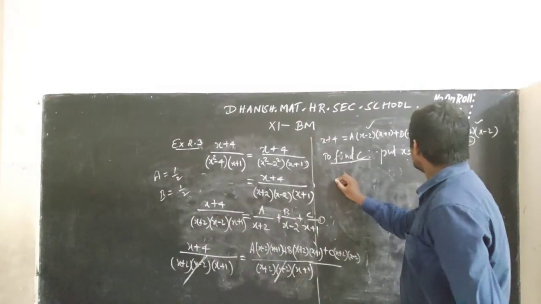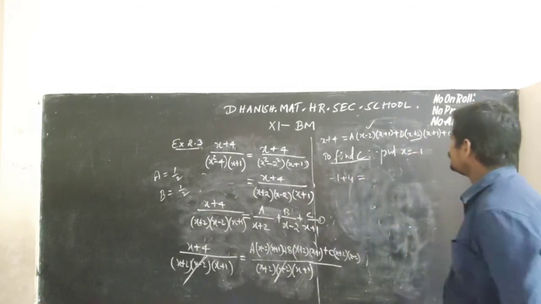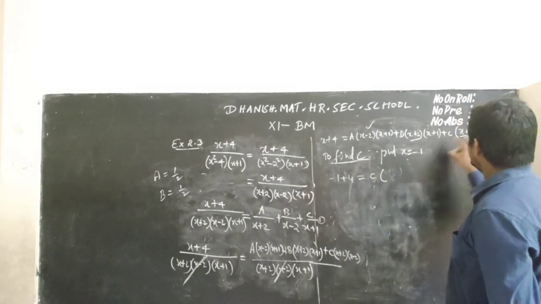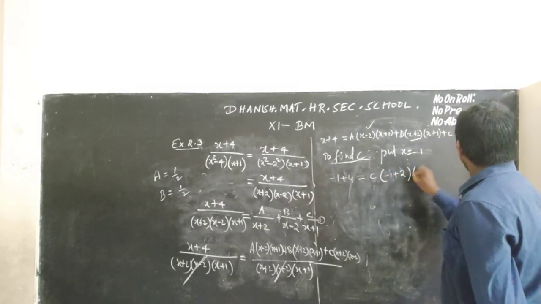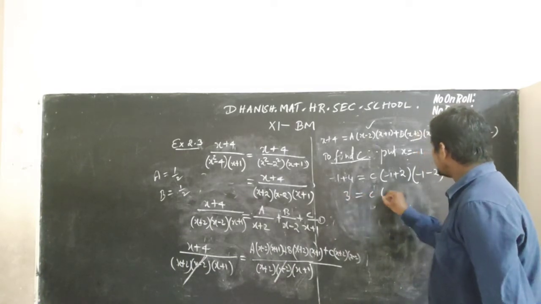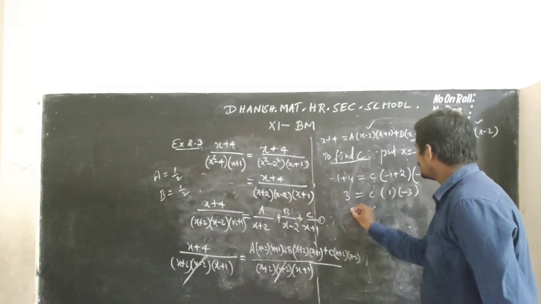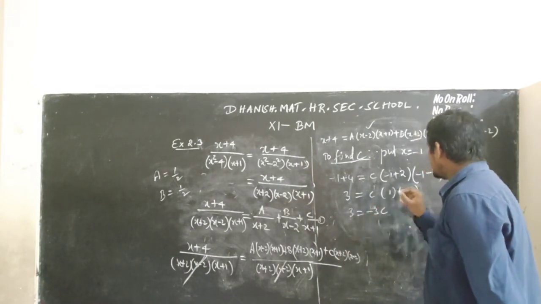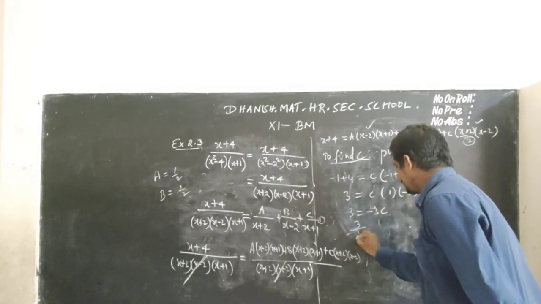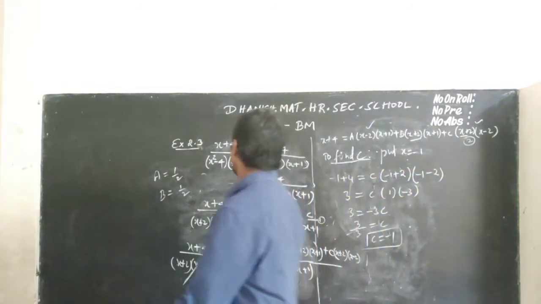So equation 2 becomes minus 1 plus 4 equal to C into minus 1 plus 2 into minus 1 minus 2. Now 3 equal to C into 1 into minus 3. Now 3 equal to minus 3C. 3 by minus 3 equal to C. C equal to minus 1. We got our C, minus 1.